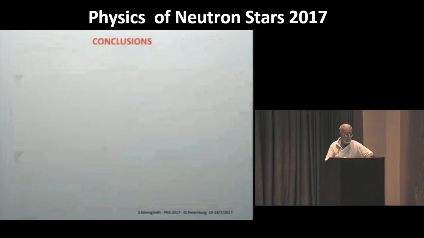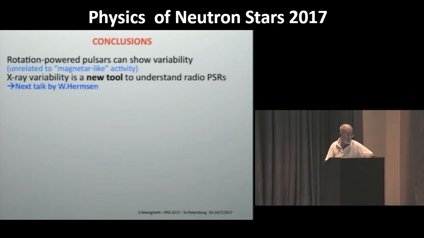I will skip this and go to the conclusions. So basically, the important point I want to make is that indeed rotation-powered pulsars can show variability. We are just at the beginning of these kinds of results. I think that this is a very promising new tool that can help us to maybe understand better also how the radio emission is produced in these objects. And we will hear more examples of this in the next talk by Wim.